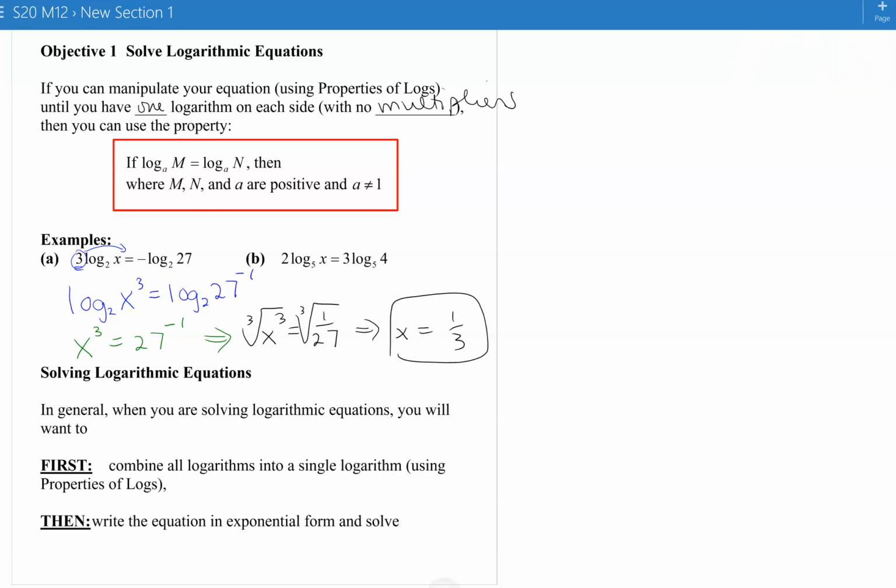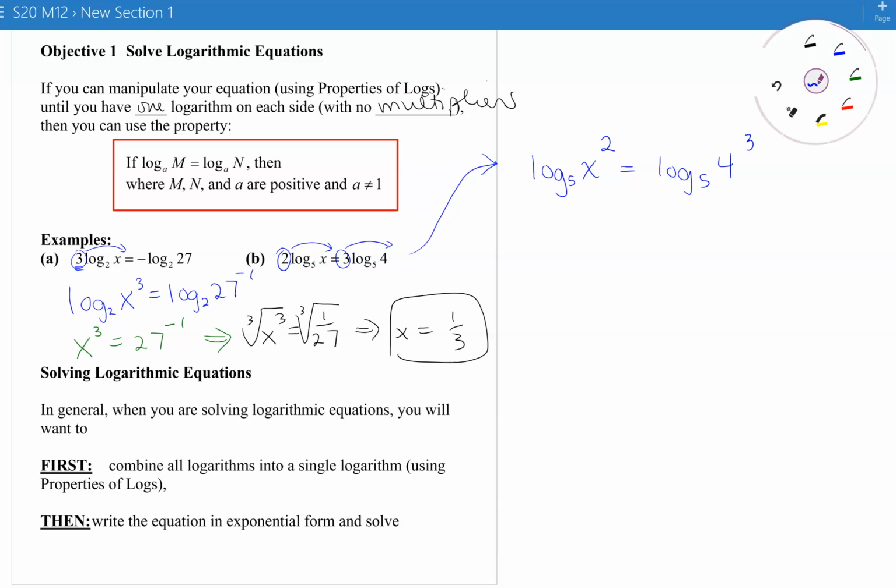Okay, then the second example here is really similar, where we're going to take this log base 5 with 2 multiplying in the front and bring the 2 up as an exponent instead. And then I'm going to have the log base 5 of the 4, and that's going to be to the power of the 3 that I bring up as an exponent. So if two logarithms are equal, their arguments have to be equal. So we have x squared equals 64. So the solution to this equation is x equals plus or minus 8.